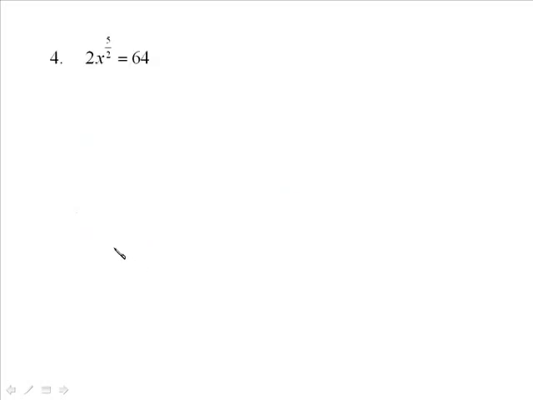2 times x to the 5 halves is equal to 64. Now don't pull the trigger too quickly by getting rid of that exponent. The problem is we have this factor of 2. So just use regular algebra again, divide everything by 2. So we get x to the 5 over 2 is equal to 32.